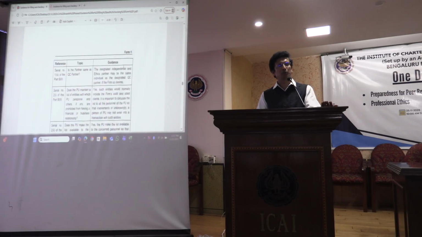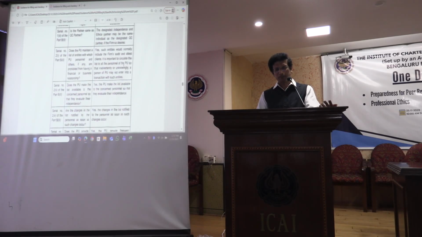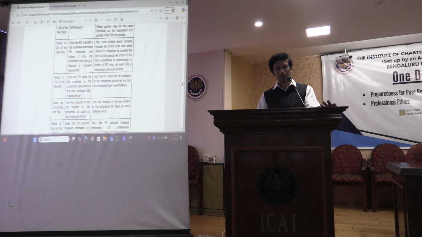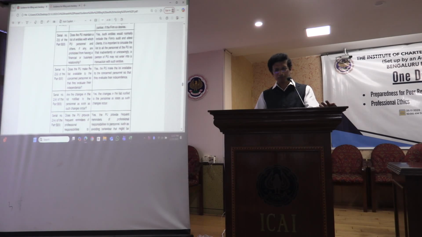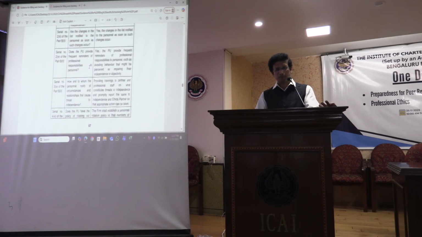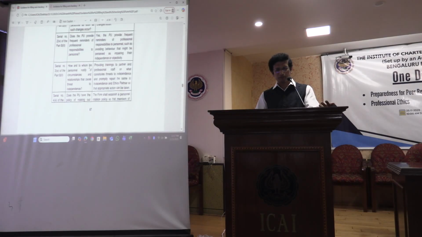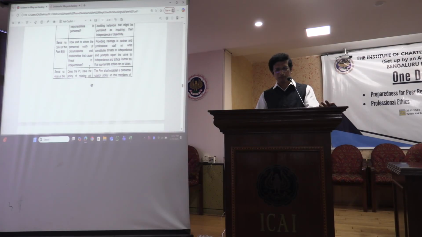Is the partner same as QC partner? You can see here, the PU maintains a list of entities which the PU, personal and others, if any, are prohibited from having financial interest in. Again, this is a part of your independence check. How often do you revisit your independence?